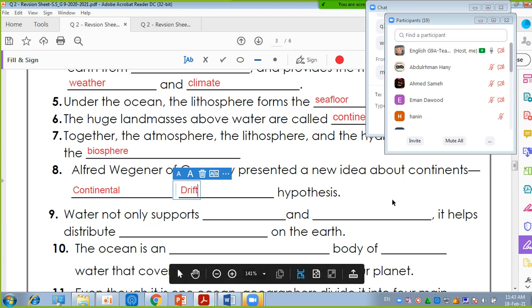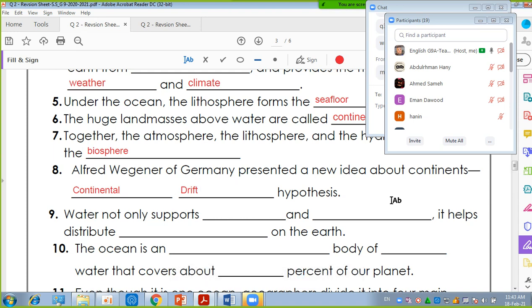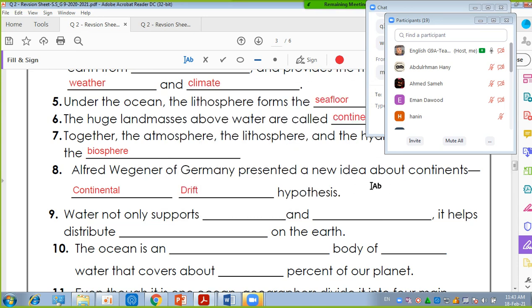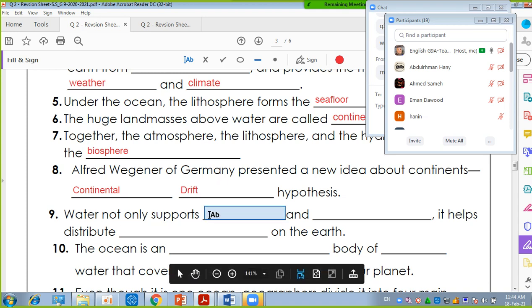Drift hypothesis. To remind you what the continental drift hypothesis is, he assumed that the whole continent was one supercontinent, and then due to changes in the weather and the Earth, cracks happened in this supercontinent, separating it into small parts, and they started to move in different directions till we reached the status that we have 7 continents. This is what is meant by the continental drift hypothesis.